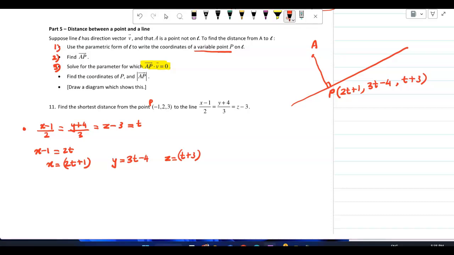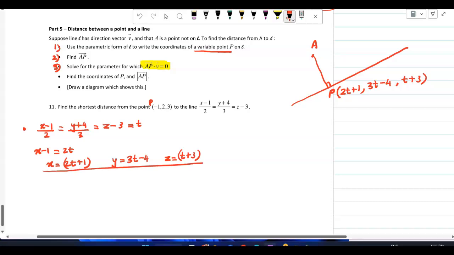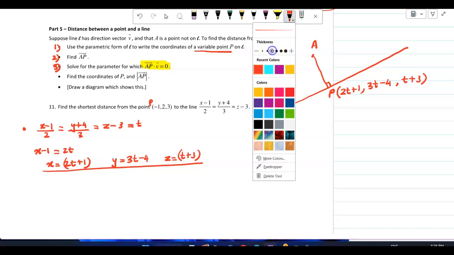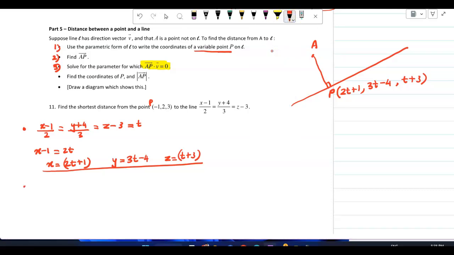Now, second step is find AP. So these become our coordinates. This becomes the coordinates for P. Now, second is find AP. What is AP? AP will be OP minus OA. So vector AP will be OP minus OA.